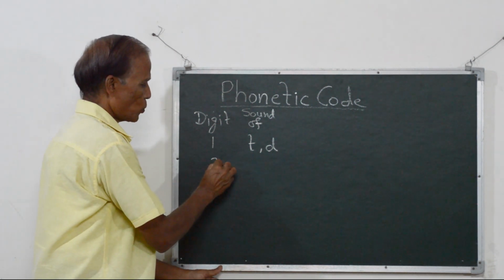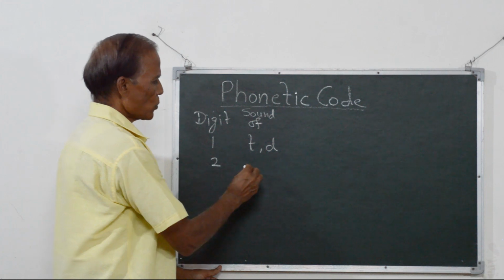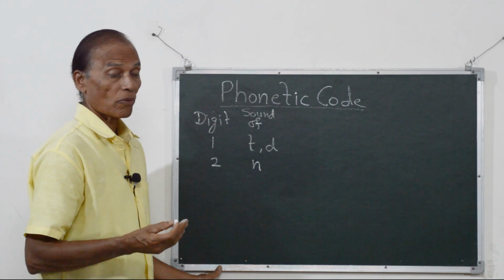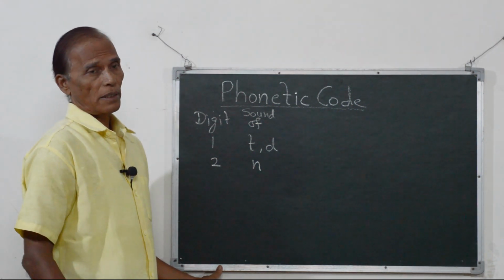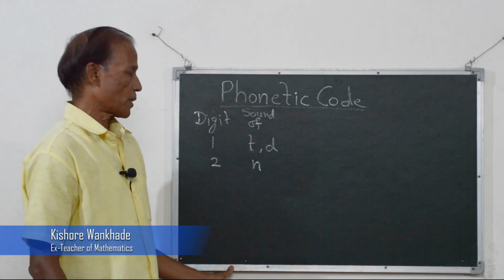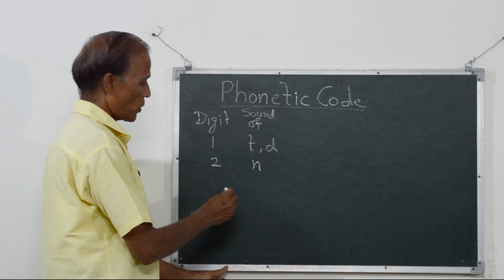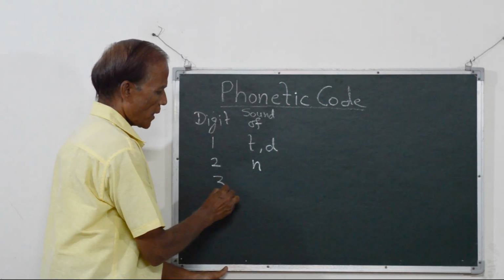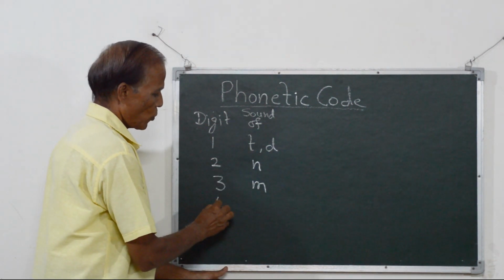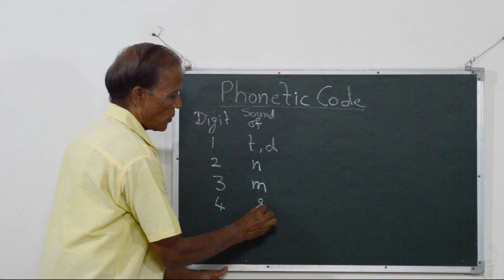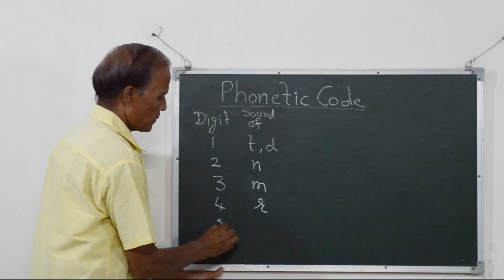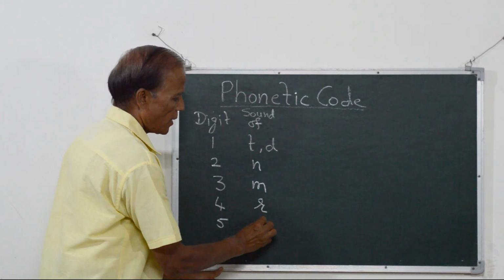Then for 2, we use the sound of N. Why am I saying sound of N? That will be cleared later on, because it is a phonetic code, so pronunciation is important. I will clear that point later. For 3, we use the sound of M. For 4, we use the letter R, or the sound of letter R. Then for 5, we use L.